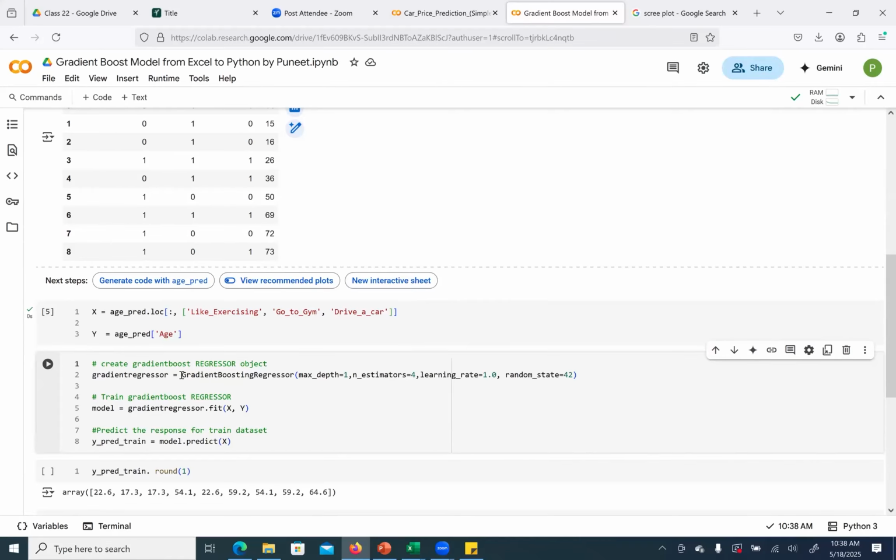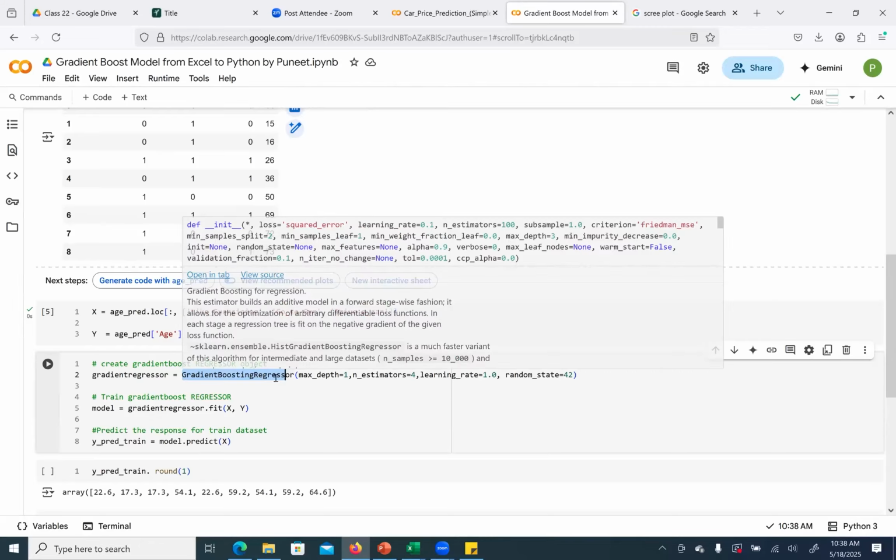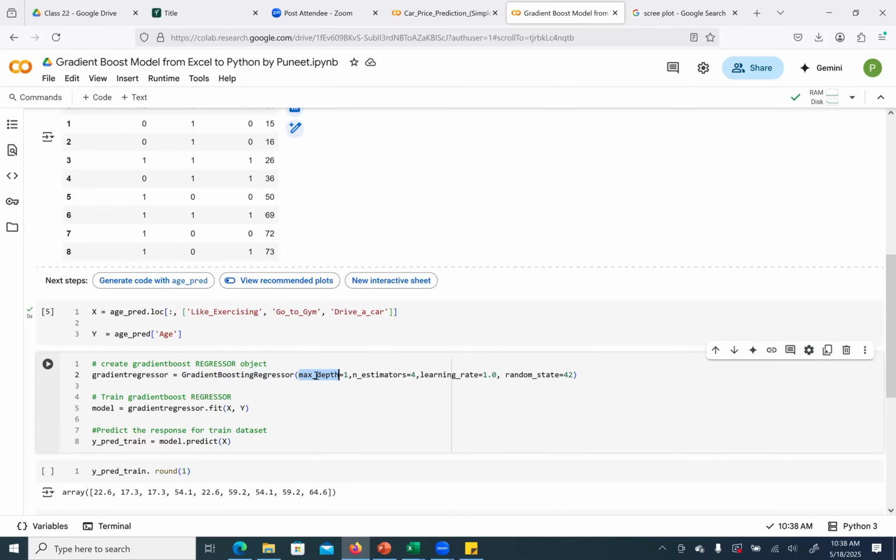And then I'm simply using this function, gradient boost regressor. This is the function that we are using for machine learning, gradient boosting. Maximum depth equal to 1 because, as I said, in boosting, we use stumps. N estimator equal to 4 tells me how many iterations I want to do. Learning rate of 1, just ignore that part for now. Random state again does not matter, it is just a random number.